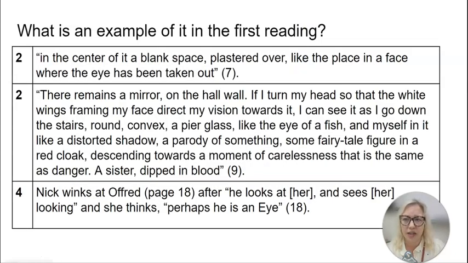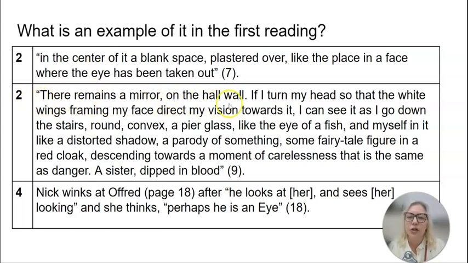All right, so let's take a look at some samples. The first one is in chapter 2. "In the center of it, a blank space plastered over like the place in a face where the eye has been taken out." So that's on page 7. It's describing Offred's bedroom ceiling, right? And she comes back to this at the very end of the first reading as well. She's looking up at this place in that night chapter, chapter 7. And it looks like an eye, or it looks like an eye has been removed, and it's like the wounded scar, left.